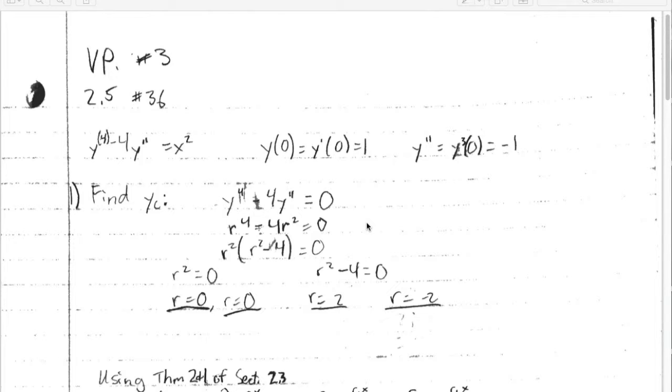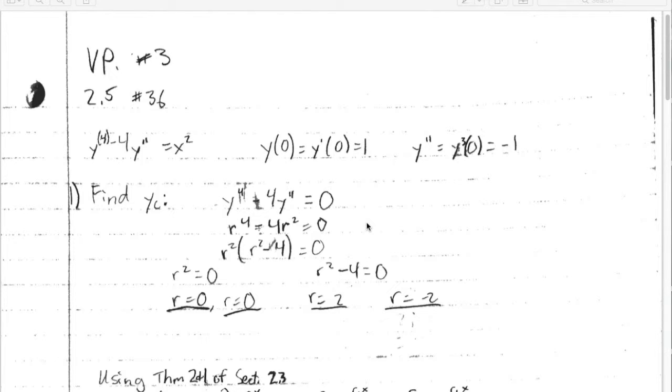So this is an initial value problem where the given is that the equation is the fourth derivative of y minus 4 times the second derivative of y equals x squared. And we're also given the initial conditions that are listed on the screen. So first we want to find the complementary solution.